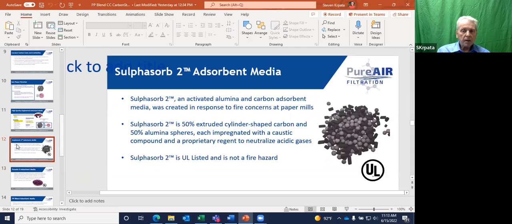Sulfazorb 2 is 50% extruded cylinder-shaped carbon, 50% aluminospheres, which are each impregnated with a caustic compound and a proprietary reagent to neutralize acidic gases, and it's UL listed, so it's not a fire hazard.